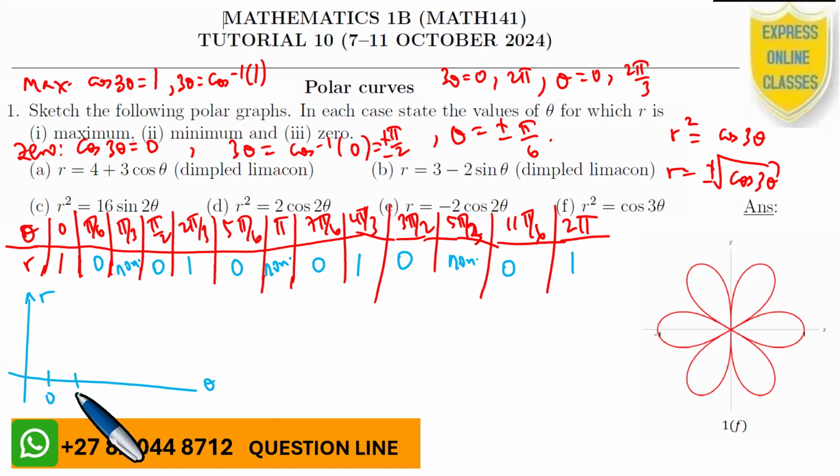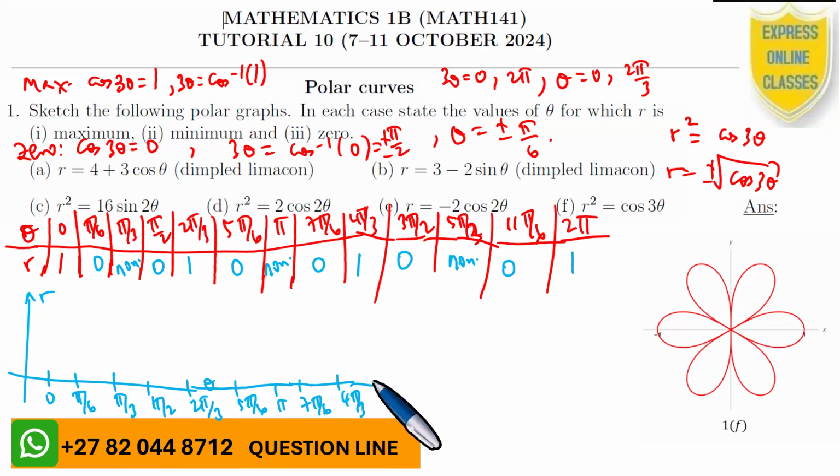So you have 0, pi over 6, pi over 3, pi over 2, 2 pi over 3, 5 pi over 6, 7 pi over 6, 4 pi over 3, 3 pi over 2, 5 pi over 3, 11 pi over 6, 2 pi.